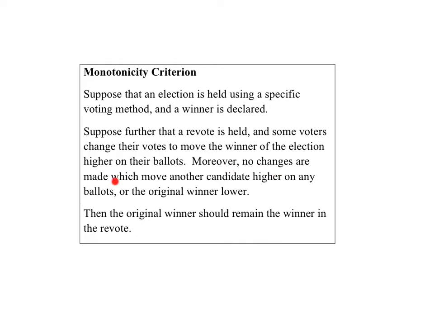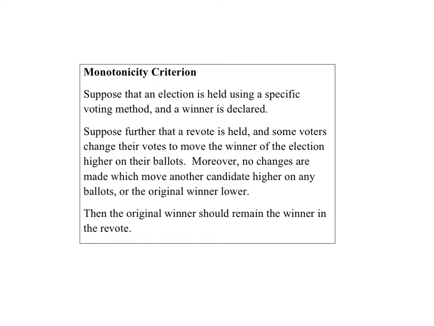Moreover, no changes are made which move any other candidate higher on any ballots, and no changes are made that push the original winner lower on any ballots. In other words, the only changes are the ones that move the original winner of the election higher on some ballots. Now, you would think that that should only help the original winner. So the monotonicity criterion says, if these are the only changes that occur from election number 1 to election number 2, then the original winner should remain the winner in the revote.